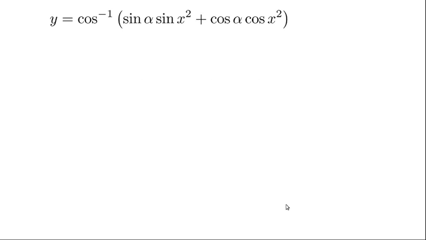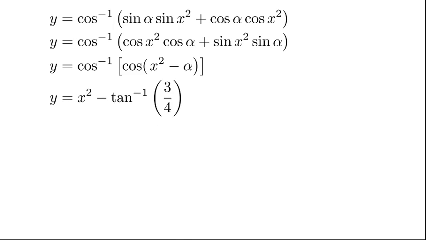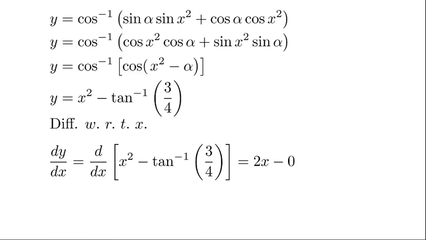So we get y equal to cos inverse of (sin alpha sin x square plus cos alpha cos x square). Again here also we slightly rearrange the bracketed term as y equal to cos inverse of (cos x square cos alpha plus sin x square sin alpha), which is nothing but cos inverse of cos (x square minus alpha). So y equal to x square minus alpha, where the value of alpha is tan inverse of 3 by 4. Again, on differentiating this with respect to x, we get dy by dx equal to d by dx of (x square minus tan inverse of 3 by 4), that is 2x minus 0. Therefore, dy by dx equal to 2x.